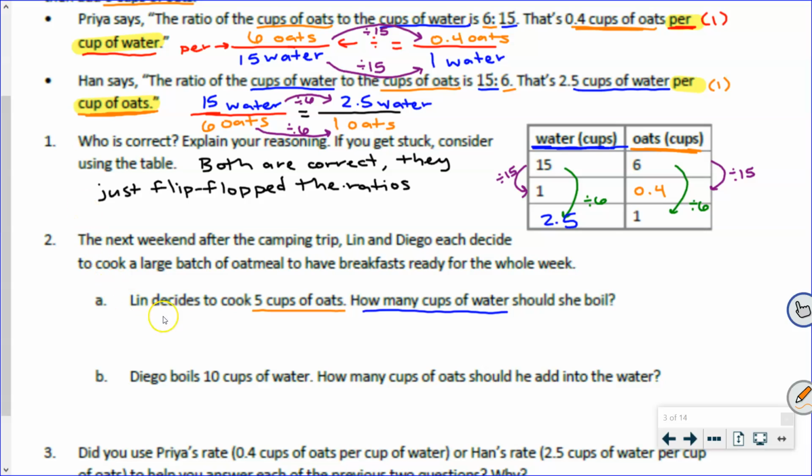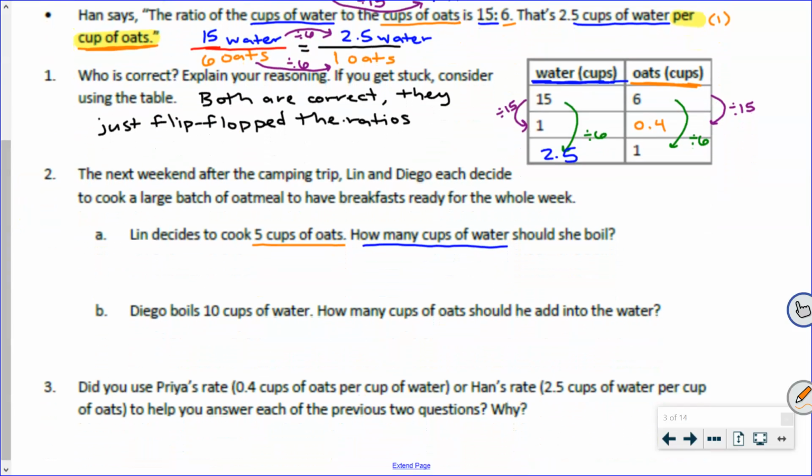So when I get started on this problem, I'm actually going to use the original ratios. And we do have 2 options here. It doesn't matter which one we choose because they're the same ratio, just flip-flopped. So it's okay to use either one of those. I'm going to just use this one because it's the one that's closest, so when I scroll down, I can still see it. No other reason. And it says 15 water and 6 oats. That's the original ratio.